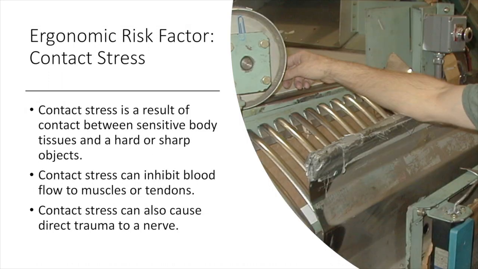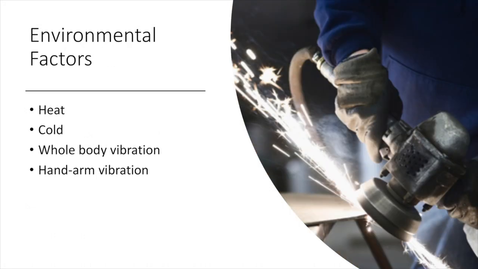Contact stress is the last ergonomic risk factor that we'll find in the workplace, really, and that's just contact between hard or sharp objects and soft tissue. So, environmental factors. With environmental, we just have heat, cold, whole body vibration, whole body and hand-arm vibration. We're not going to go into detail with those just for time's sake, but those are things that, if you have another risk factor present, can exacerbate that risk factor.